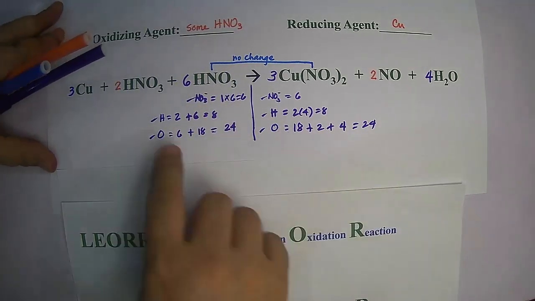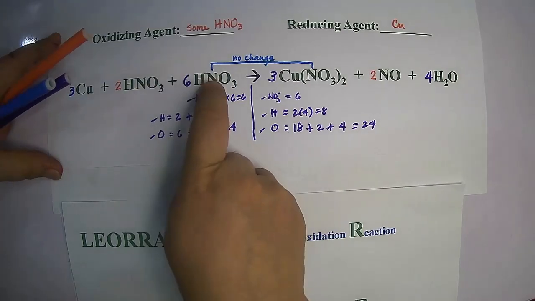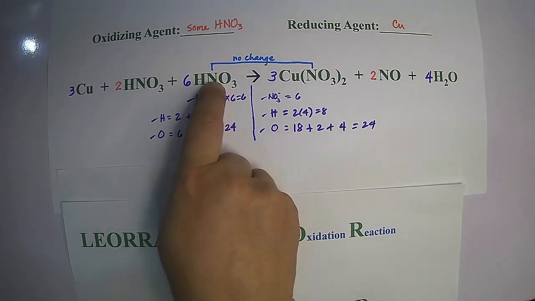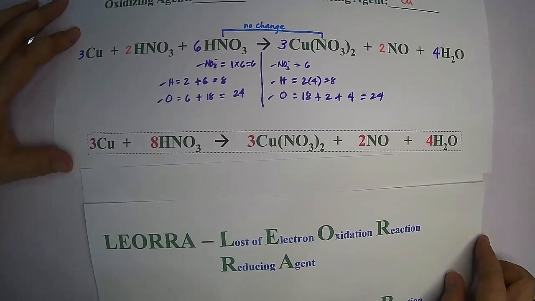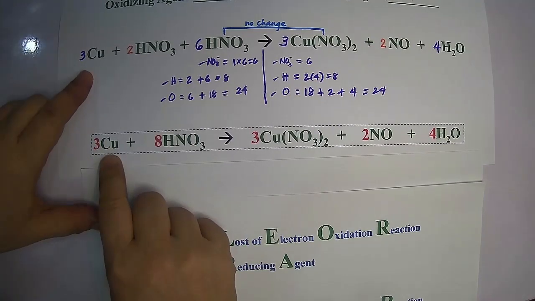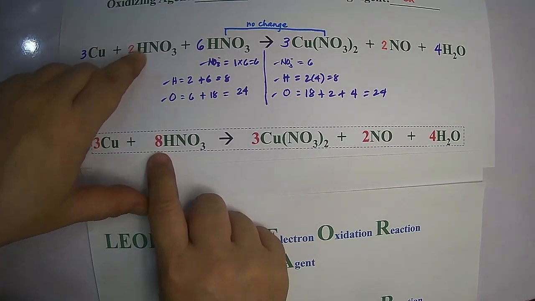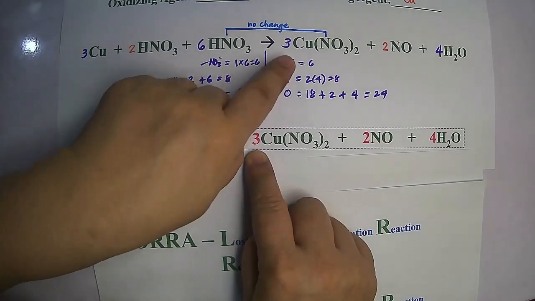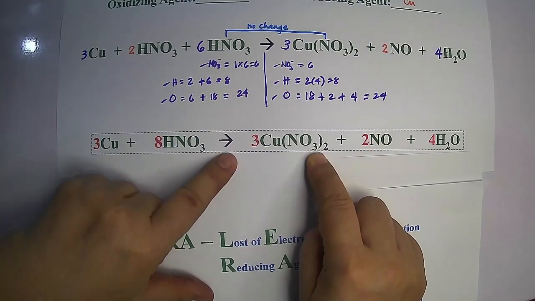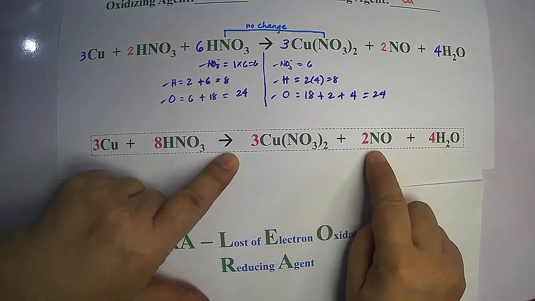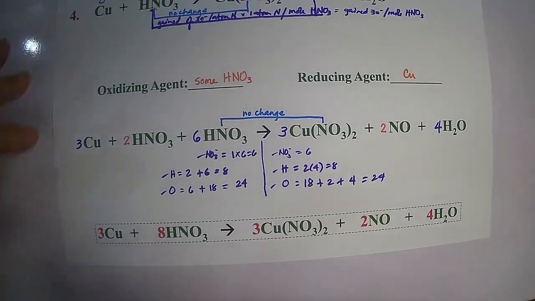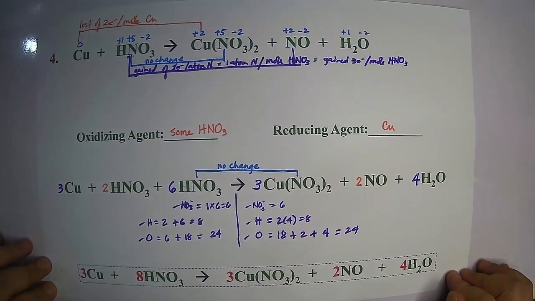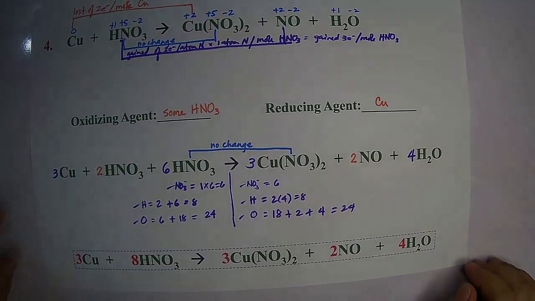But you cannot leave it this way. So finally, we sum up the one that undergoes reduction, by the way, and the one that doesn't undergo. So totally, we have 3 atoms of copper, 2 plus 6, 8 moles of nitric acid, then 3 moles of copper nitrate or cupric nitrate, and 2 moles of nitrogen oxide, and 4 moles of water. Okay, I guess that's all for balancing redox equations at this point. I hope you have gained a skill in balancing redox equations.